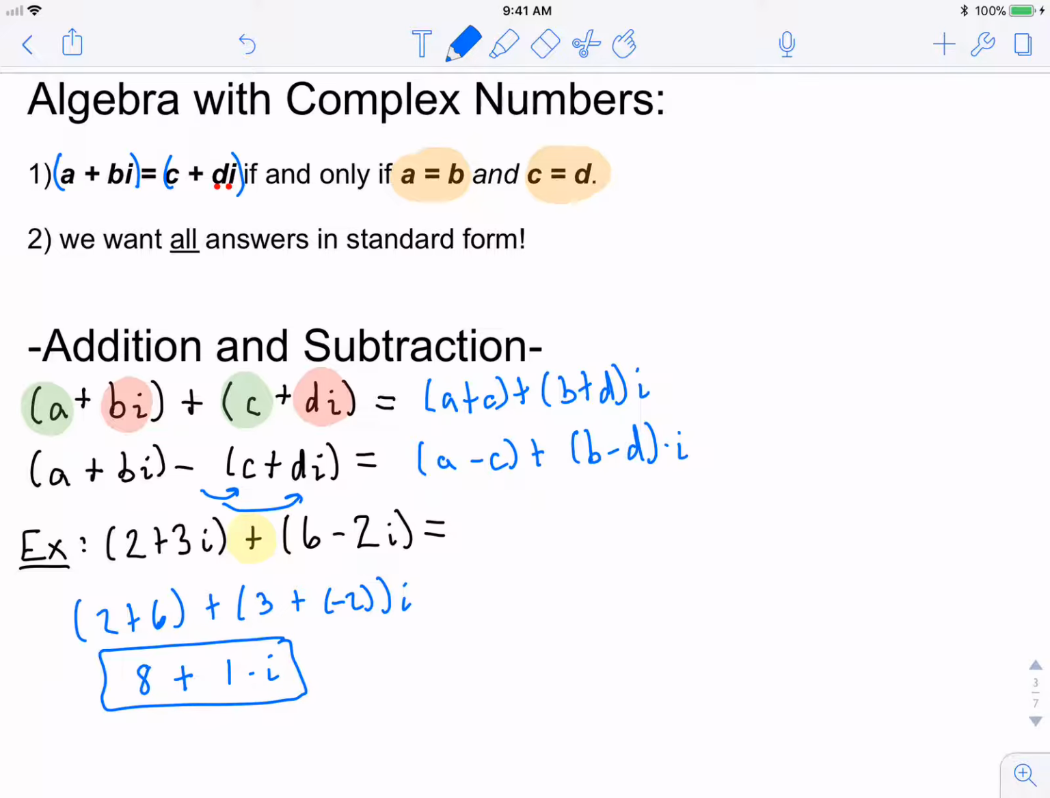So addition's pretty simple. We just need to remember real goes with real, imaginary goes with imaginary, and we need to make sure that our plus signs and our minus signs line up correctly.